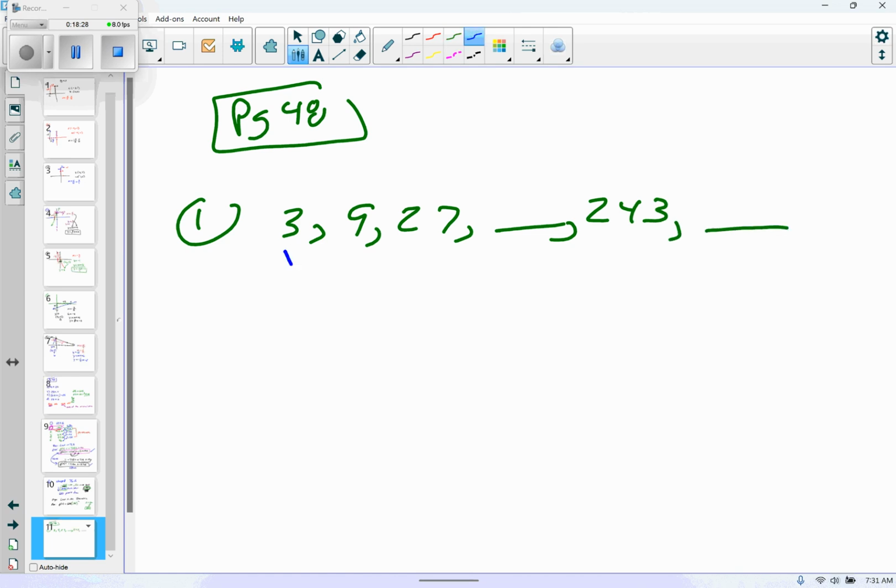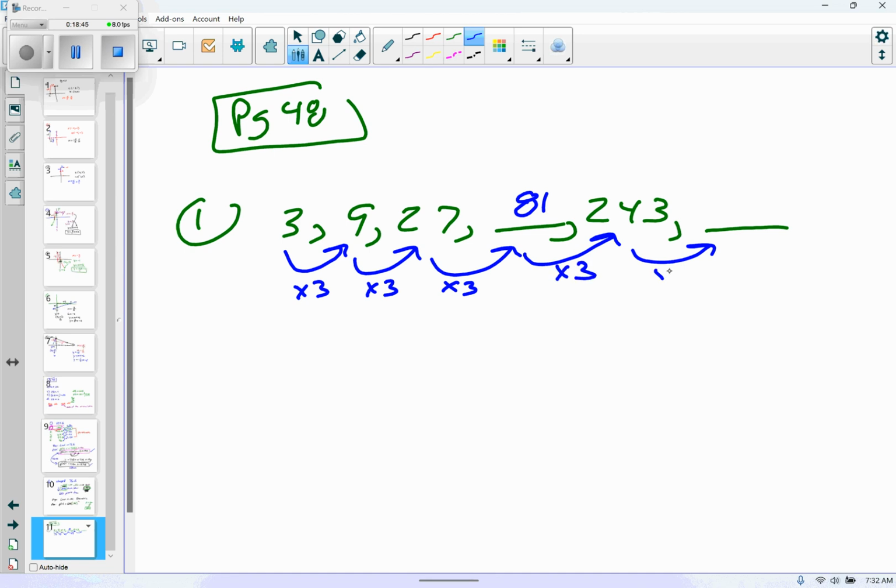So what does it appear that each of these numbers is doing? How do I get to each number? Am I adding? Am I subtracting? Multiplying? Well, I think I'm multiplying by 3. So if I multiply this by 3, 27 times 3 is 81. Multiply 81 times 3, get 243. Multiply 243 by 3.